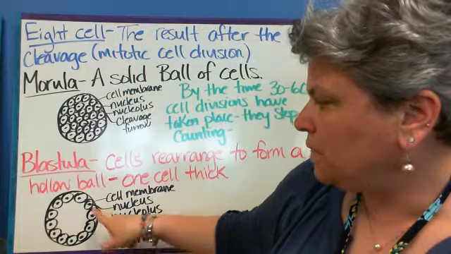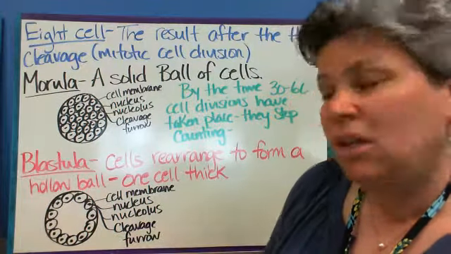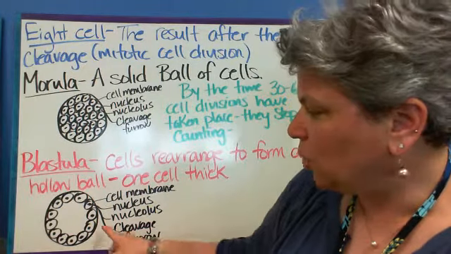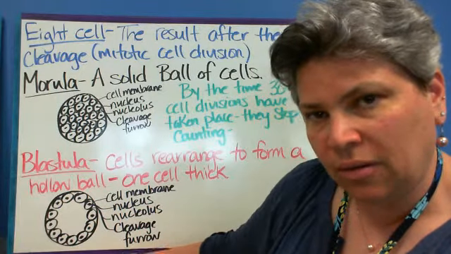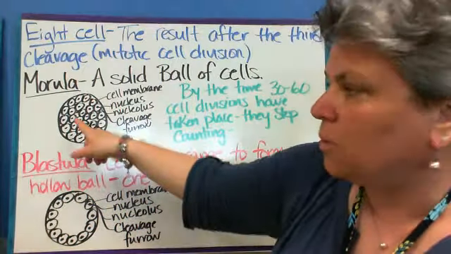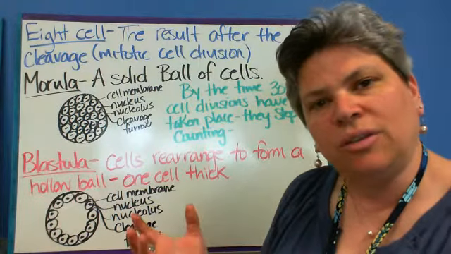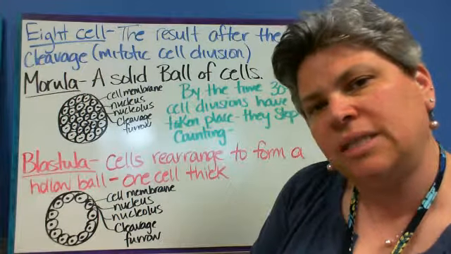So what I end up with then is the cell membrane, the nucleus, the nucleolus, and the cleavage furrow. But the interesting thing with the blastula is that it's only one cell thick. There's only one layer of cells going around the outside, as opposed to here where the whole thing was a solid ball. So from the morula to the blastula, the cells rearrange, and now I have a hollow ball of cells.